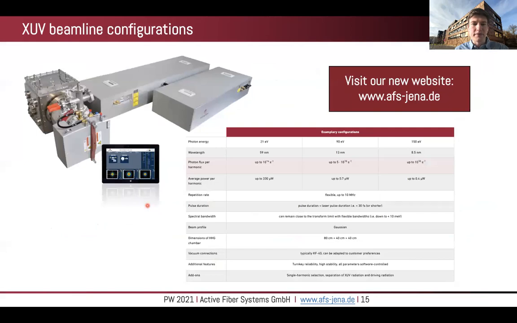So the XUV beamline that I would like to show in this particular case has been optimized for energies of around 70 eV and 90 eV. But as you can see, we are able to provide a great span of optimization parameters. So we can go to very high average power, lower energy XUV sources up to 150 eV sources with very flexible pulse parameters.